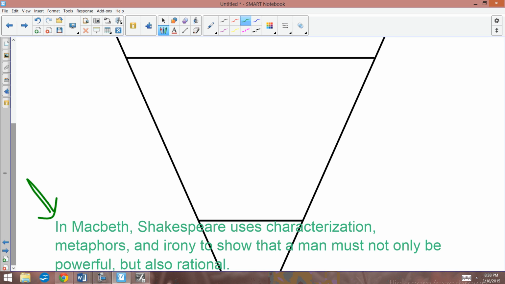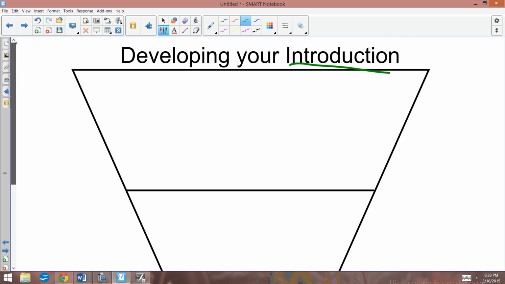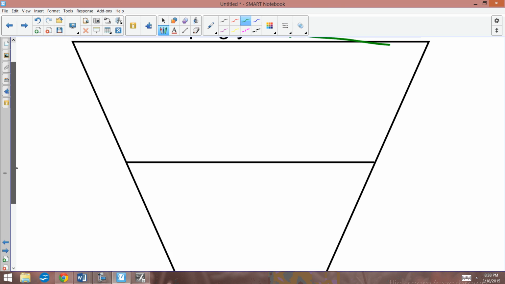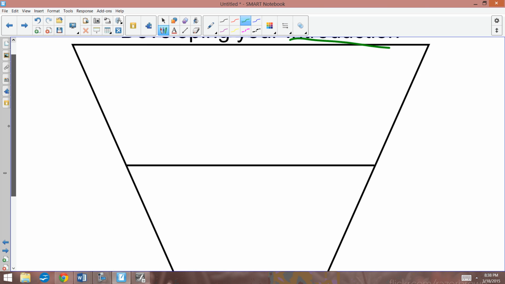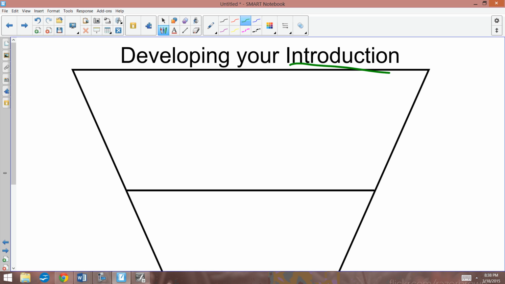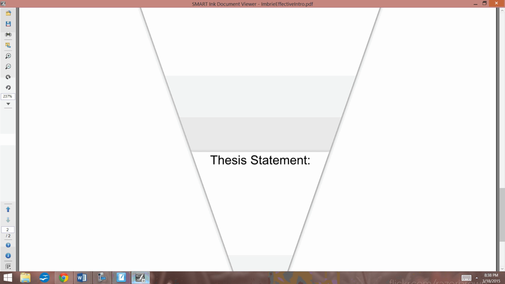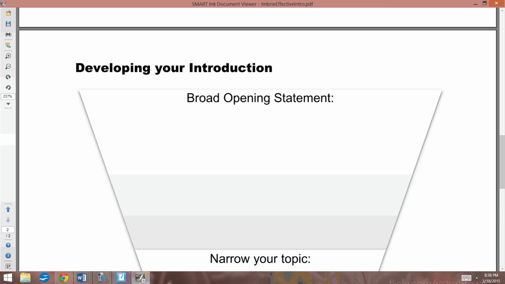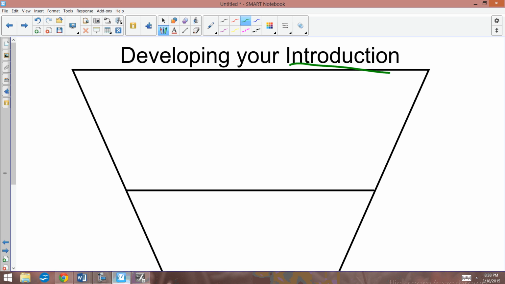Because your introduction should do 2 things. It should let the reader know what your topic is, and it should get them interested in that topic, okay? So after you write down this thesis statement, you're going to jump way up to the top here. And up here, you're going to have, like this one says, a broad opening statement, okay? So this statement is the part that hopefully does get the reader interested.